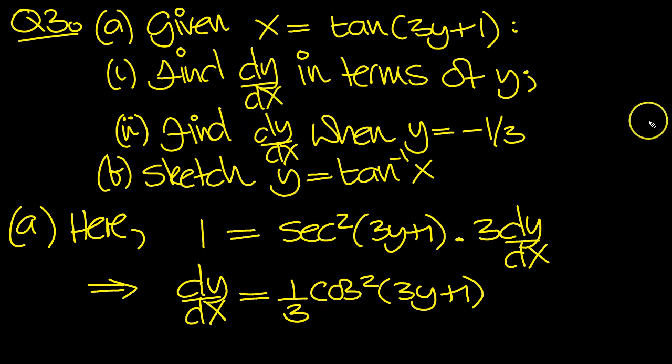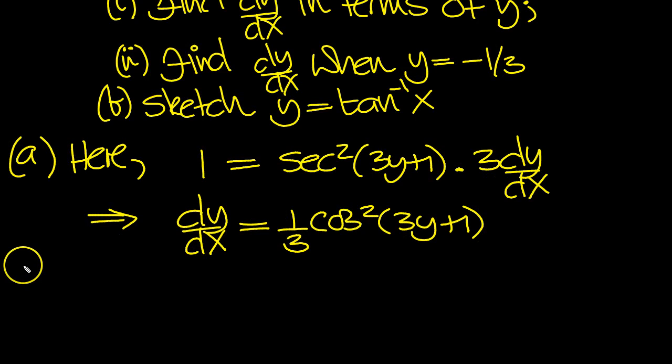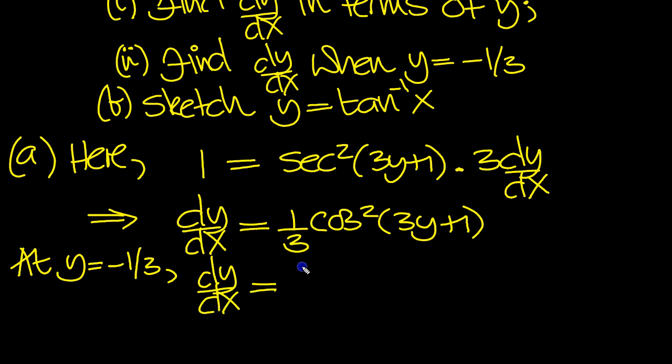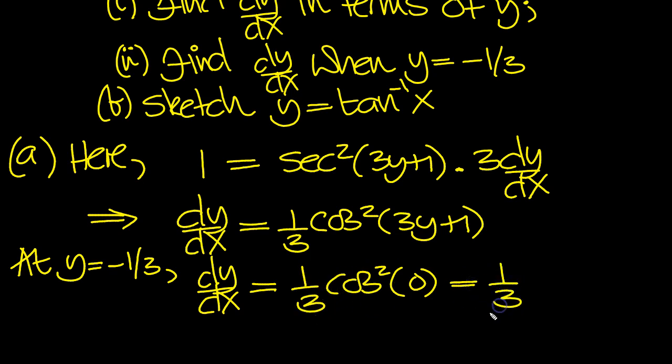Find dy/dx when y equals minus 1/3. At y equals minus 1/3 then, dy/dx equals 1/(3 cosine squared of, put a minus third in here, 3 times minus 1/3 is minus 1, plus 1 is 0). Cos 0 is 1, 1 squared is 1, so it's just 1/3. So that's the value there.